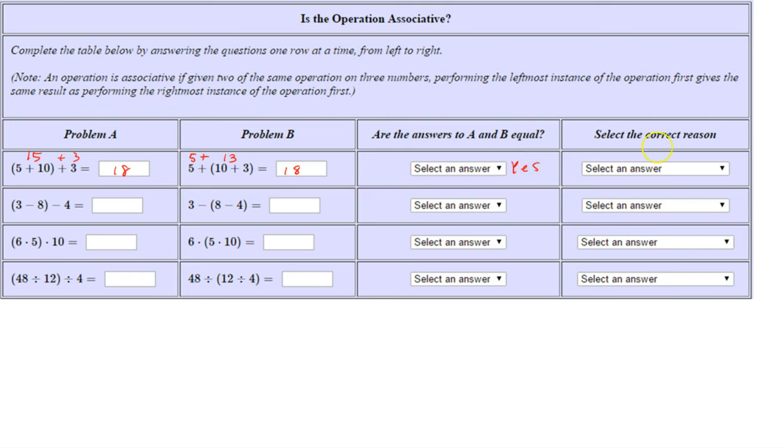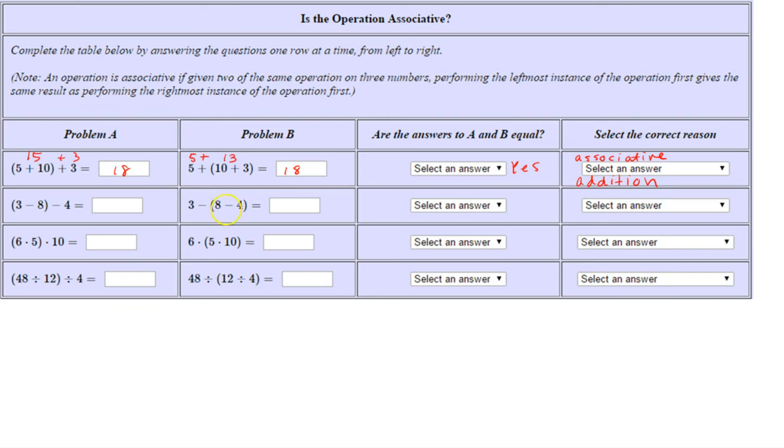And you're going to be asked to select a correct reason. Well, based on this note, an operation is associative if the operation on the first two numbers and then on the third is the same as the operation on the second two numbers and then operating on the first. So since these two are equal, that means it is associative. And specifically, the operation of addition is associative. Let's look at the next one.